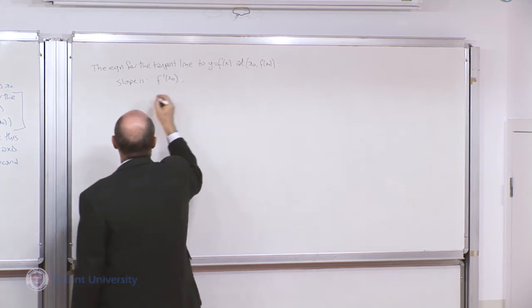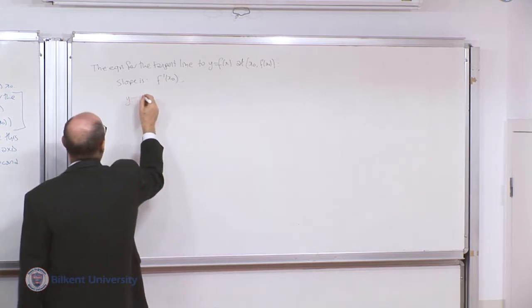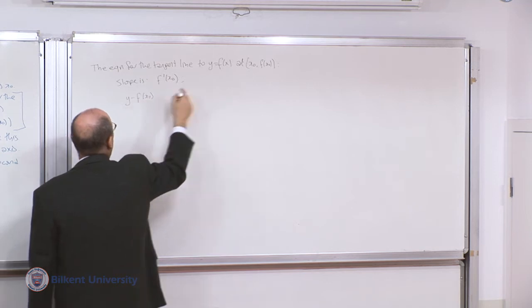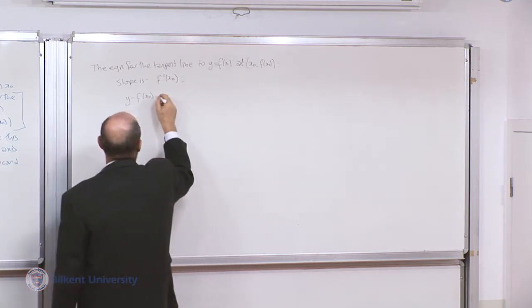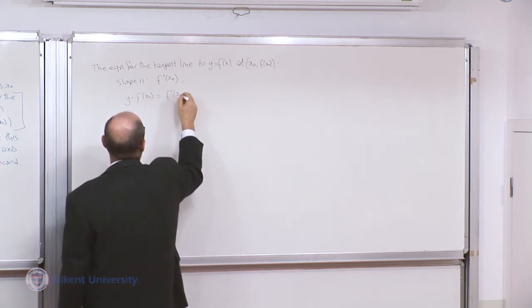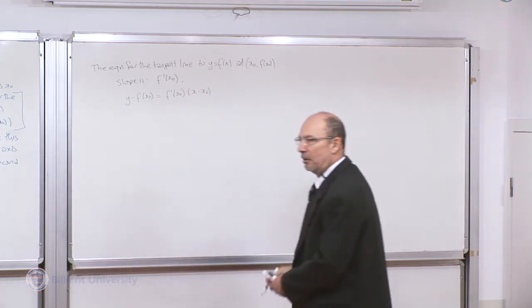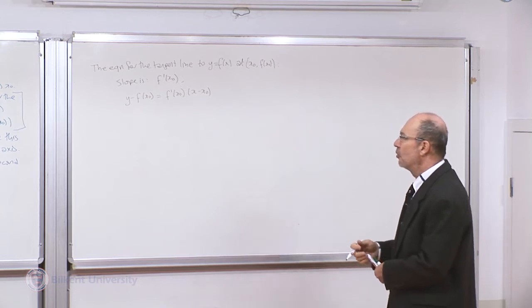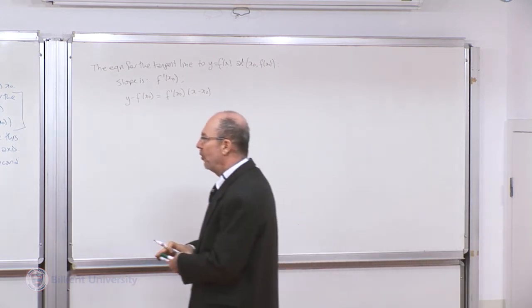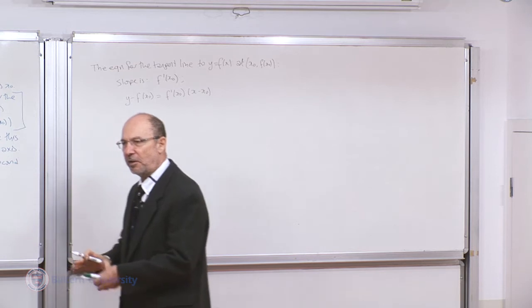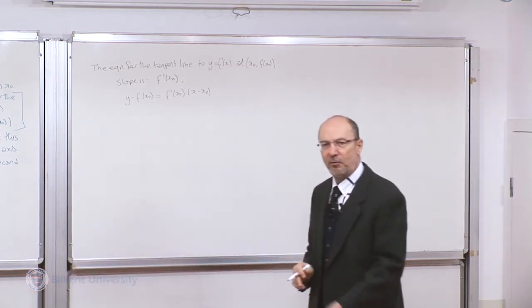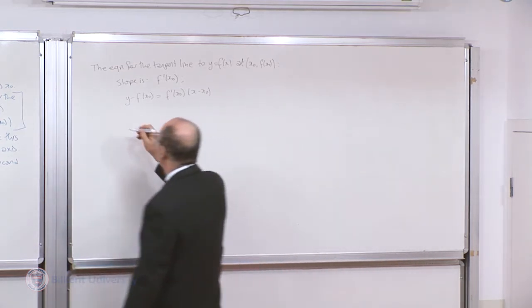Therefore the equation is y minus f of x sub 0, equals the slope, and it passes through this point. We want to find where this line intersects the x-axis, that is, where y is equal to 0.